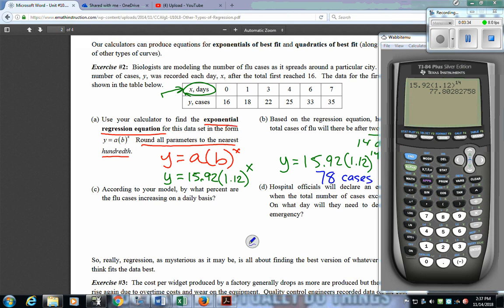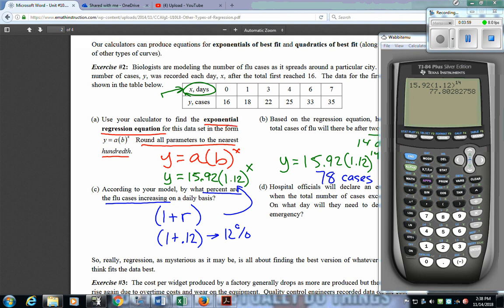For C, kind of refers to what we talked about with exponential functions. What percent are the flu cases increasing? Well, that's going to be based on this value, which will be based on growth, which is 1 plus r, our growth rate. So in that case, it would be 1 plus 0.12, which as a percent would be a 12% increase.